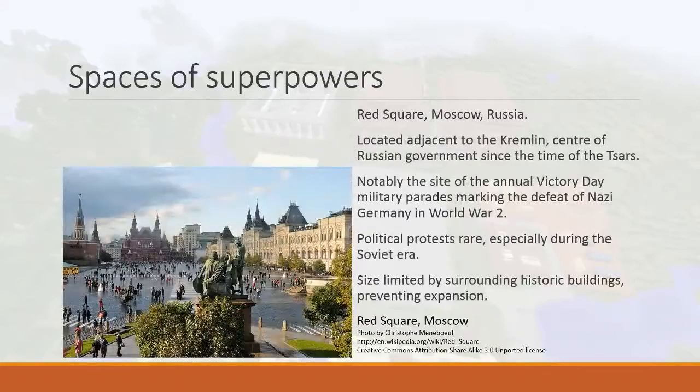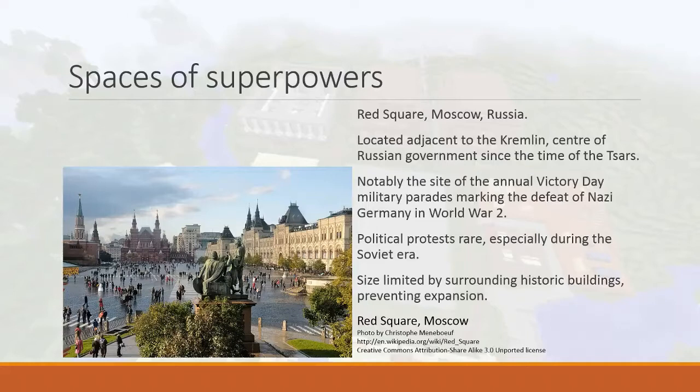This is Red Square in Moscow. So the Soviet Union was definitely a superpower. Russia still is pretty strong, but not quite as big as the Soviet Union was. So it's located right next to the government. In this case, it's located right next to the Kremlin, which is the center of the Russian government, all the way back to the time of the Tsars, back to Imperial Russia before the Soviets. Notably, every year they have a Victory Day military parade marking the defeat of Nazi Germany in World War II. So every year they have a military parade through the square.